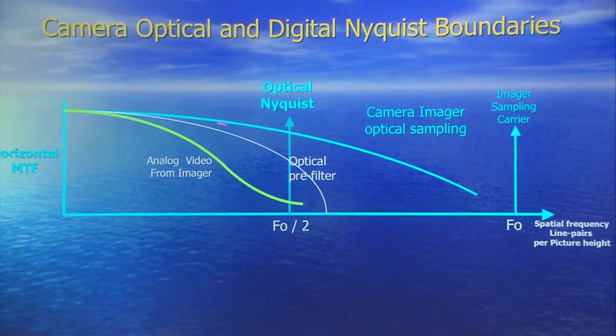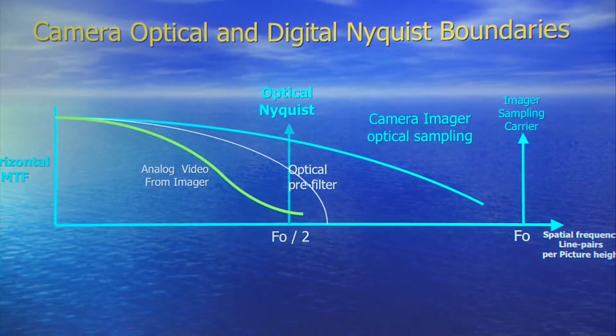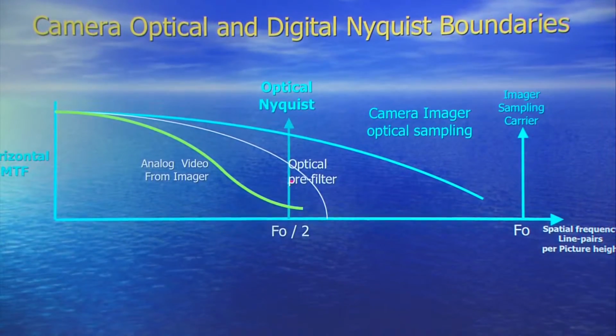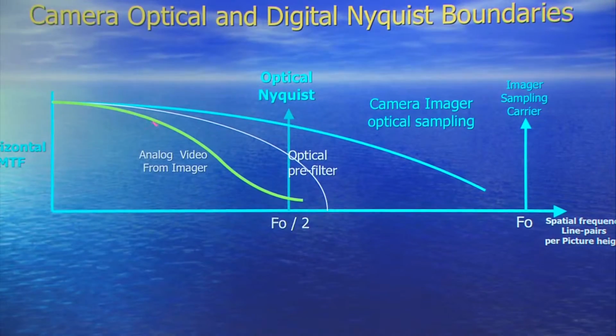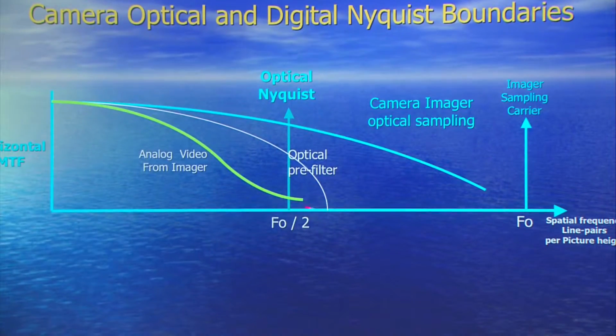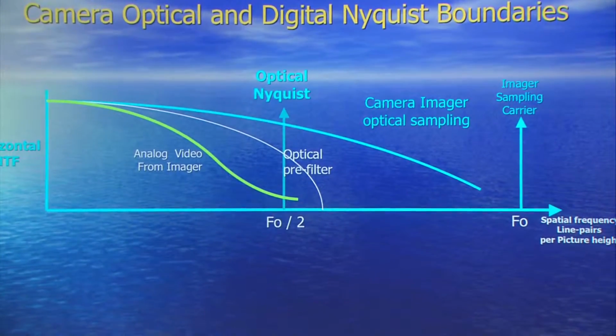The camera designer puts in an optical pre-filter. I've just sketched an arbitrary one there. They all have their own design criteria for this filter. And what it does, it transforms that blue into that green, and we've kept most of that, but we've had to trade off some resolution in order to get that aliasing way down. That's the analog coming out of the sensor.